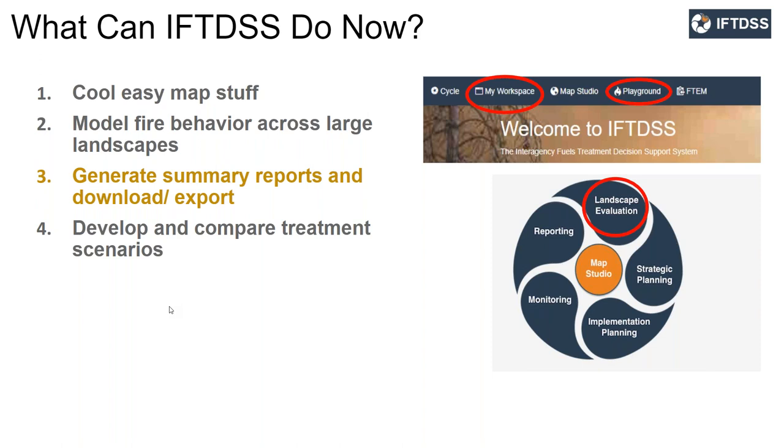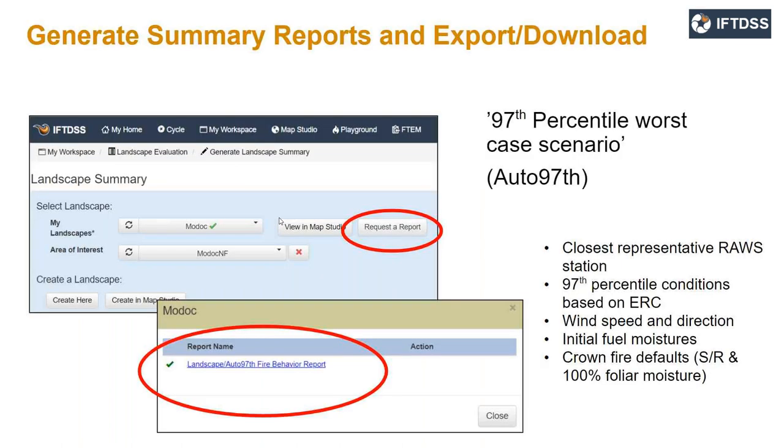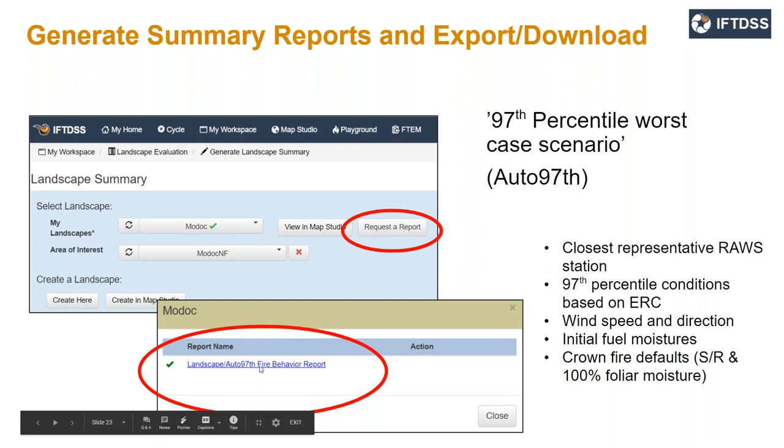I've mentioned a couple times that IFTDSS generates a lot of summary reports and has download export functionality. I just want to show a couple examples of that. One, I talked about the Auto 97th report. That's very quick and easy without many steps at all. A user can pick a landscape, pick an area of interest or not, and request a report. And they'll get a message that they've got a hyperlink available to access that report.